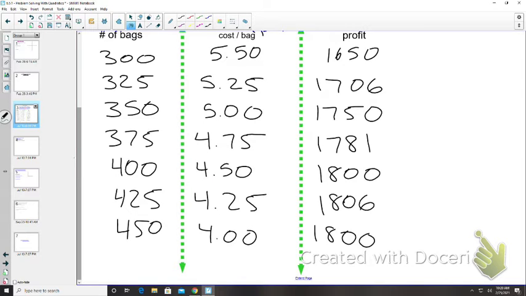So the most you can make is at 425 bags. The way we can maximize our profits by increasing the number of bag sales is by decreasing the price. And we notice that we have maximum profit at the price of $4.25.